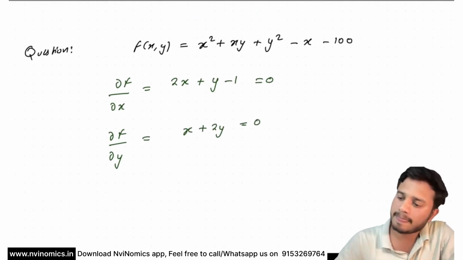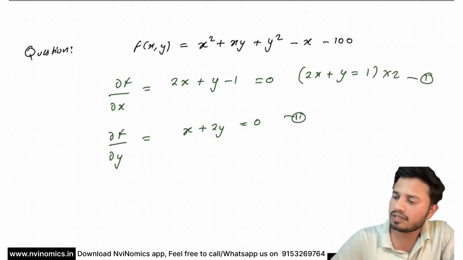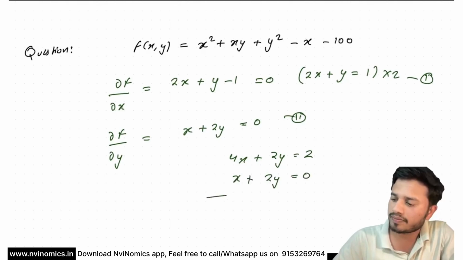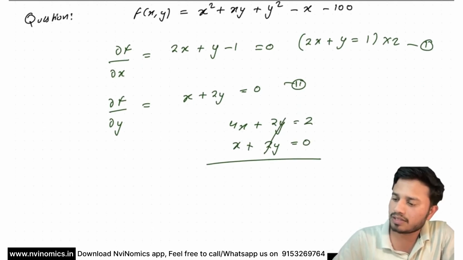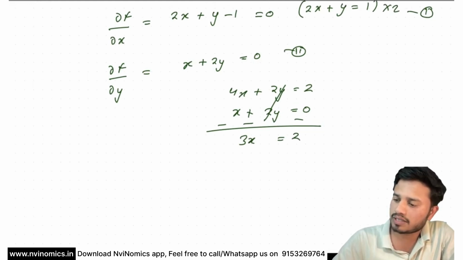Solve it. Maybe you can write it like this: 2x + y = 1, and then multiply it by 2 and then subtract it from the second equation. It will be 4x + 2y = 2, and then x + 2y = 0. So these two will be cancelled out. This will be 3x = 2. So x will be 2/3.